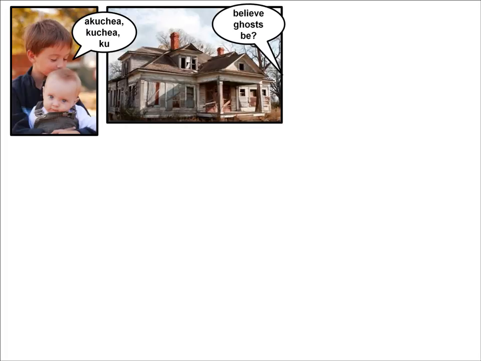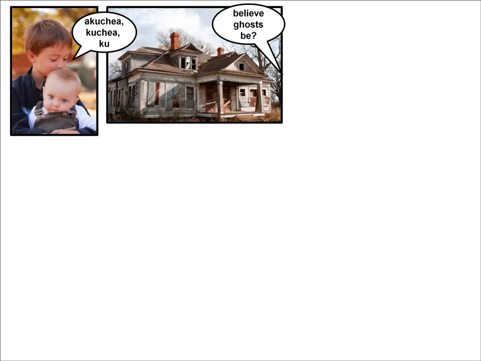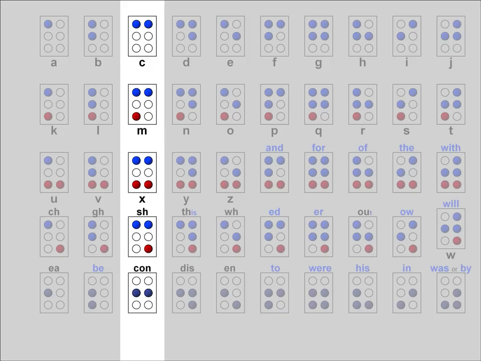So you guys start walking home, and you pass that same scary house next to your school that you always pass on your way home every day. And you start to wonder if it's haunted. So you ask your dad, "Believe ghosts be?" Which helps us remember the B column. B, L, V, G, H, and B, E, or believe ghosts be? So your dad says, no, there's no ghosts in there. So you hurry past it and turn the corner, and you suddenly get so excited because you see that there's a comic show at the convention center, which helps us remember the C column.